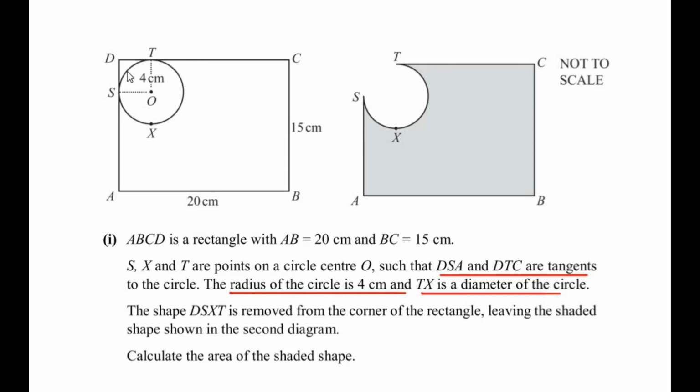In the first diagram, they have given a rectangle ABCD whose length is 20 cm and width is 15 cm. And here they have given a shape that is a circle and there are two tangents touching it, that is DSA and DTC, and the radius of the given circle is 4 cm. In the second shape, we are going to cut out this corner shape so that we get the remaining shape in this form. Now we have to find out what is the area of the remaining shape. So let us concentrate on the corner shape first.